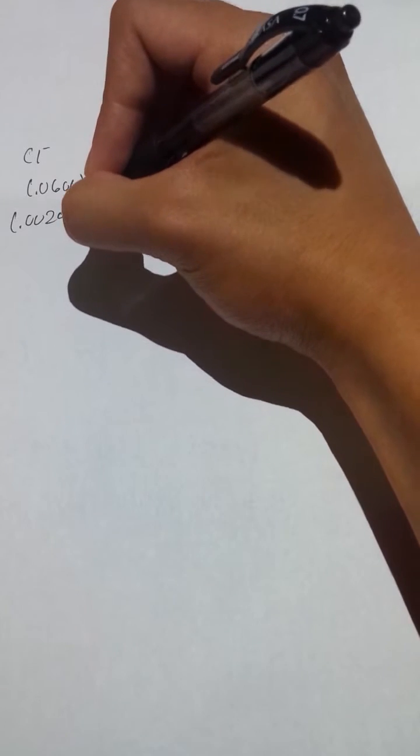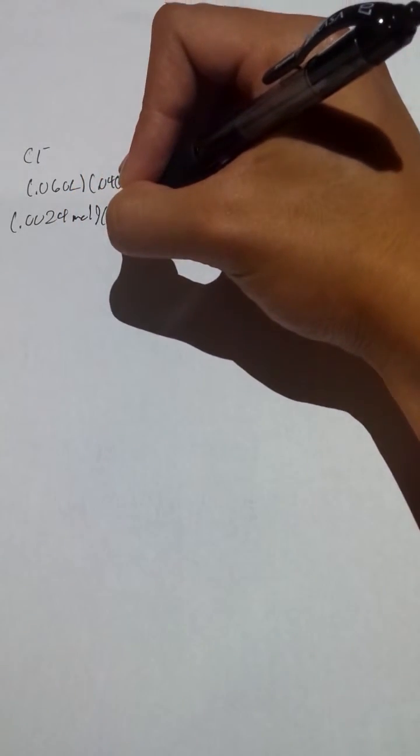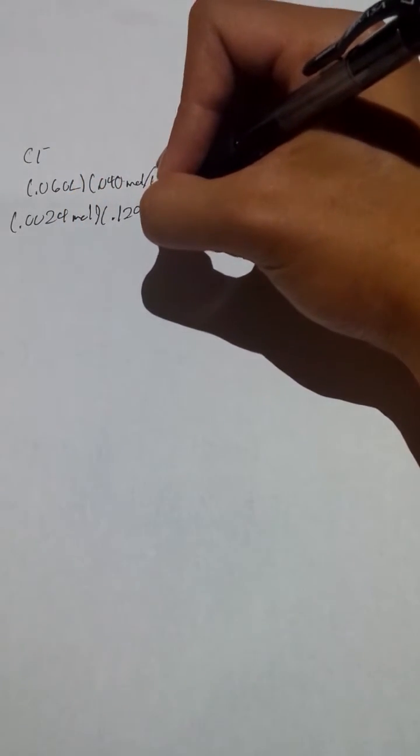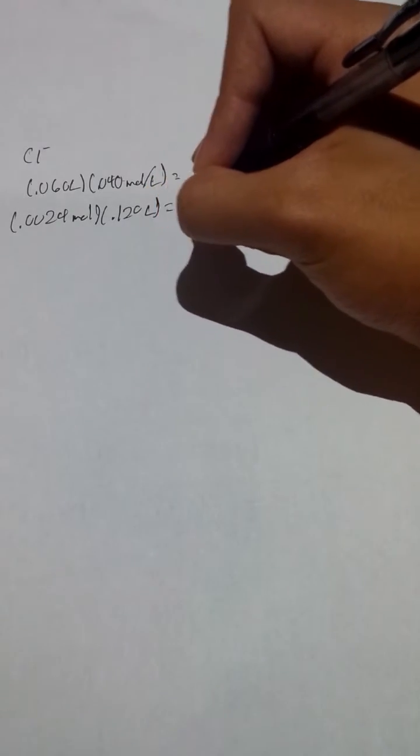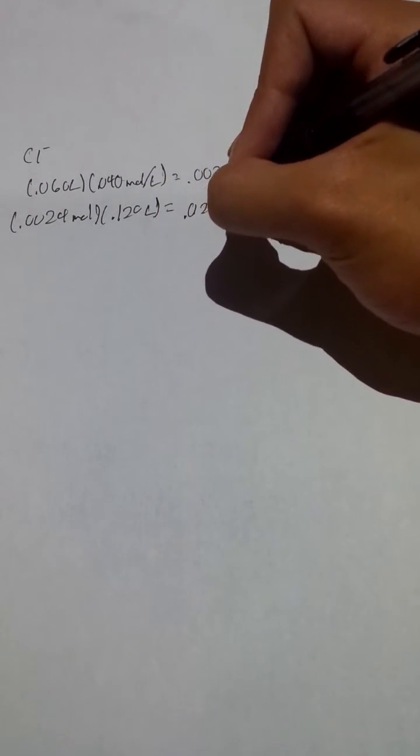Calculating for Q, we get 6.0 times 10 to the negative 6. Since the Q is less than the KSP of lead 2 chloride, no precipitate forms.